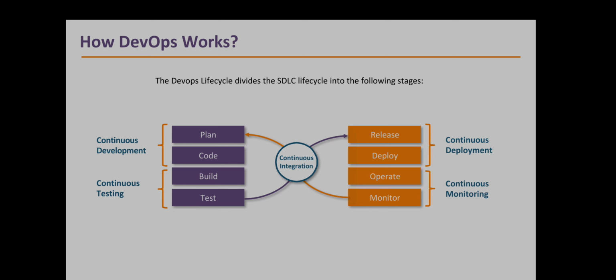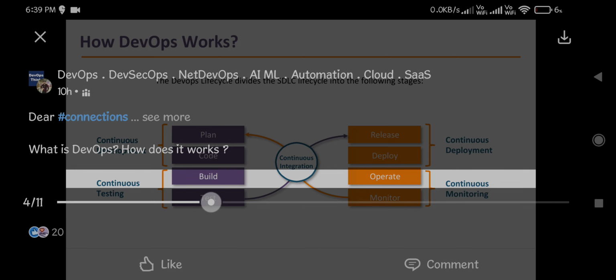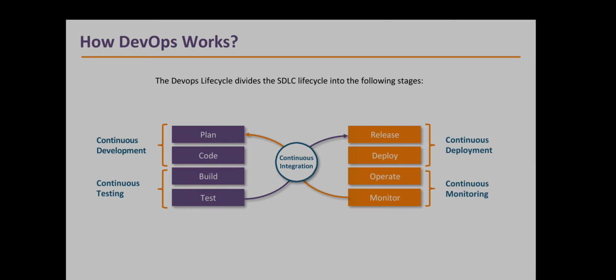Coming to the continuous monitoring, after completing the continuous deployment, we have to maintain that code and we have to operate that web application. So it is called continuous monitoring. So in all these stages, we have used lots of various DevOps tools by achieving these methodologies.